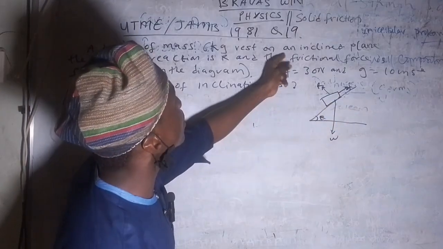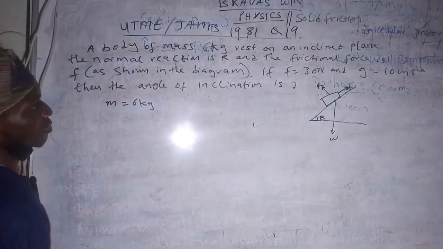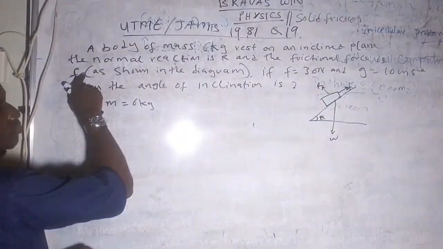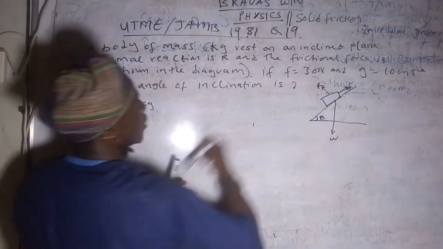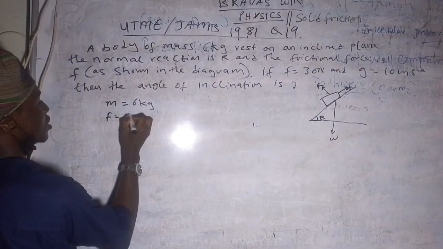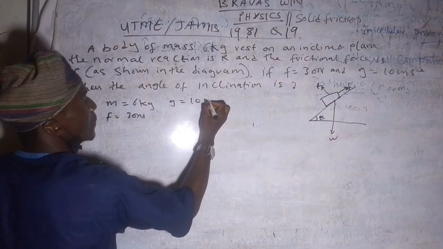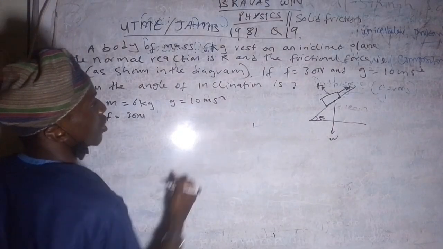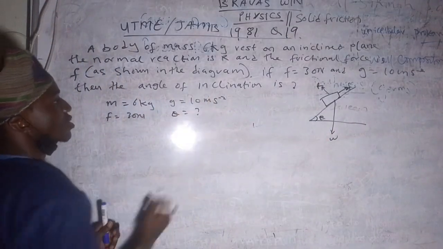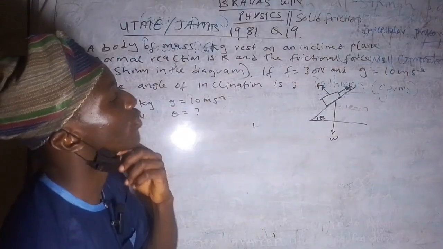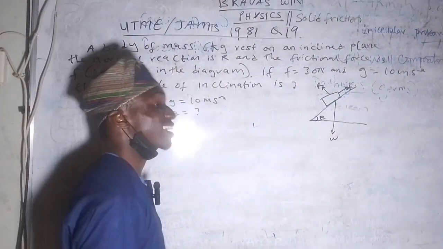But let's go. Rest on an inclined plane as shown. We are given the normal reaction to be R, and the frictional force F as shown in the diagram. F is 30 Newton, and acceleration due to gravity g equals 10 meters per second squared. Then the angle of inclination, theta, equals what? We have to calculate the angle of inclination. So let's quickly go into static friction for an inclined plane.